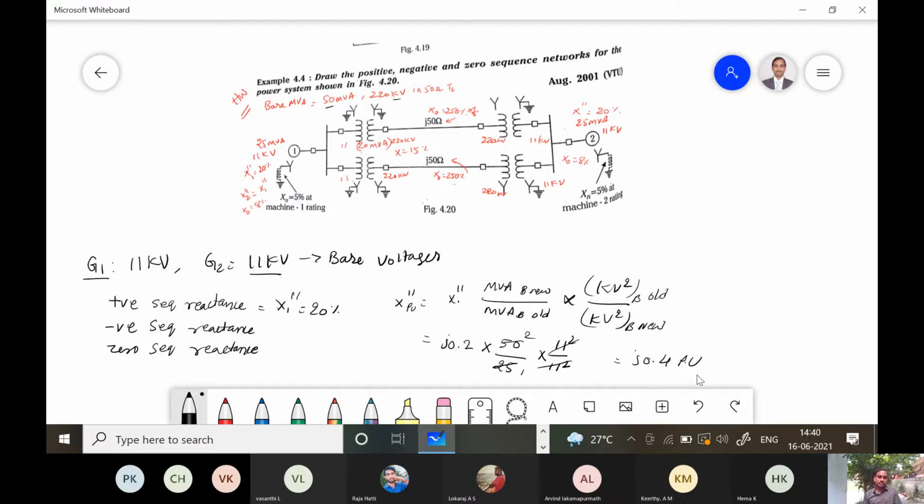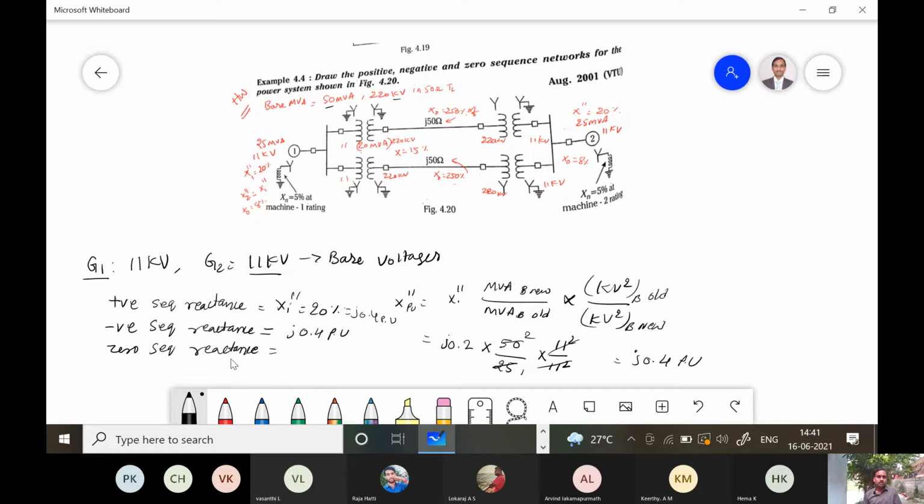Similarly, we need to calculate the negative sequence reactance. In the problem it is given that the negative sequence reactance is equal to the positive sequence reactance. The negative sequence reactance of each synchronous machine is equal to the subtransient reactance, that is X double dash. So the negative sequence reactance is also equal to j0.4 per unit. So this is j0.4, and this is also j0.4.